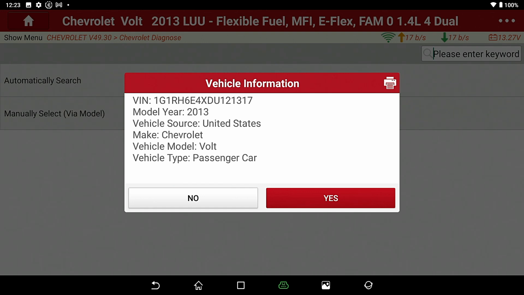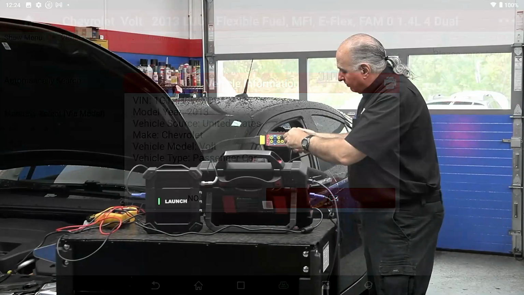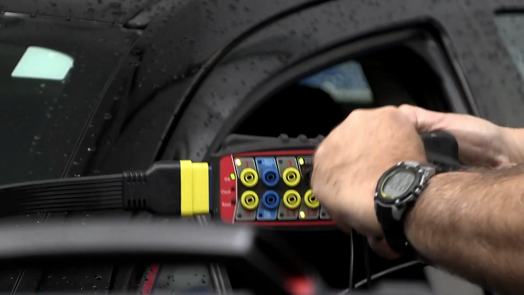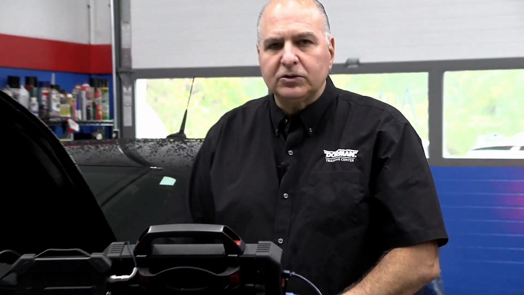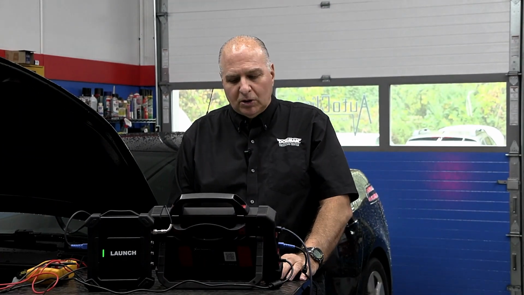I'm going to take my scope leads and put them here, same place I did before. I'm going to go into 6 and 14 with the scope leads. The bus is alive, but I am going to check out the scan tool. So watch what I'm going to do on the Launch scan tool.